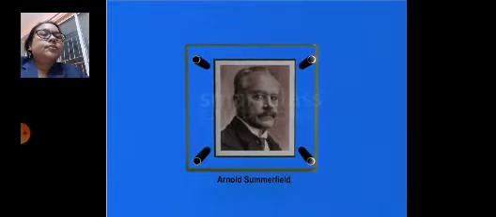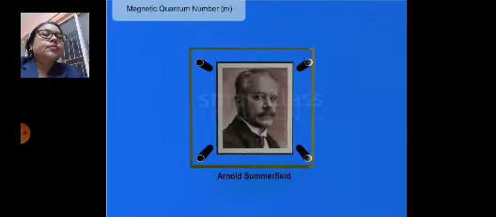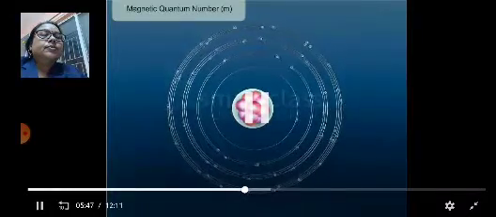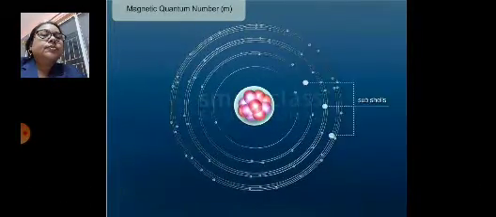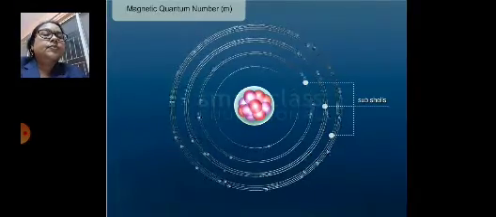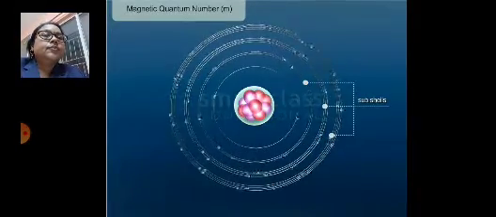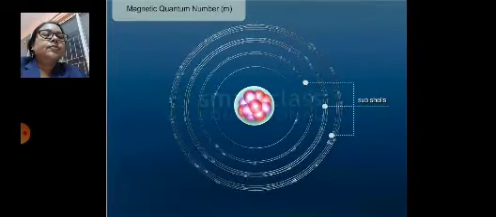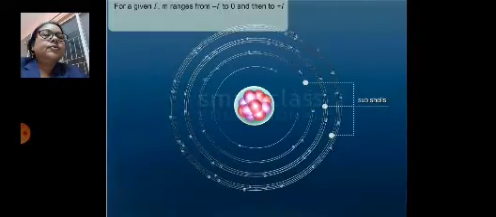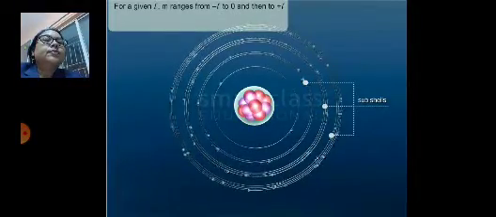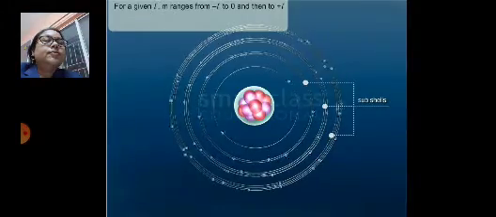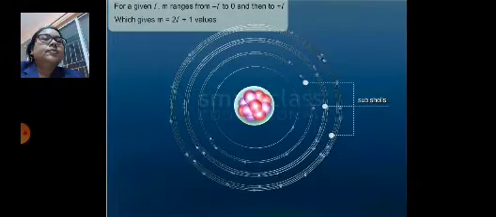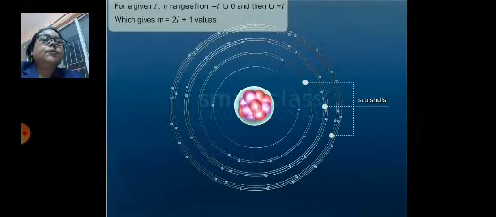The next quantum number given by Sommerfeld is the magnetic quantum number, m. The magnetic quantum number signifies the number of possible orientations of a subshell in space, and thus determines the number of orbitals present in any subshell. For any subshell defined by a particular value of the azimuthal quantum number l, m has values ranging from -l to +l, including 0. The total number of values m can possess for any value of l is 2l plus 1.